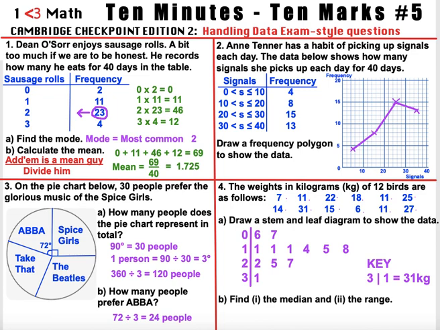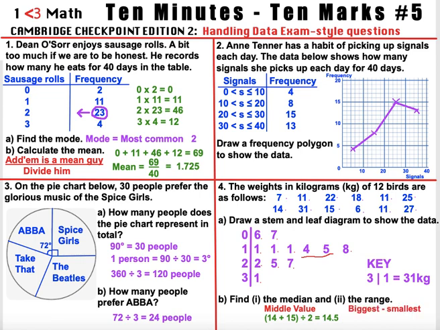Now, to find the median for part B, the median is the middle value. So we need to look at our values and say, do we have a middle value? There's 12 values. Half of 12 takes us to the 6th and 7th value. So the 6th value is 14. The 7th value is 15. So actually, because we've got 2 values in the middle, we need to add them together and then divide by 2. So because 14 and 15 are in the middle, we can add them together, divide them by 2, and we get 14.5 as our median.